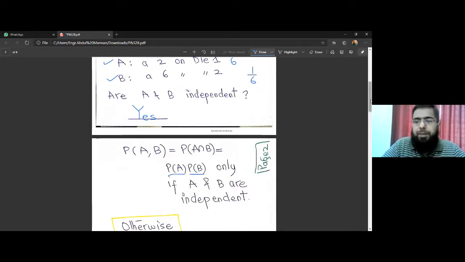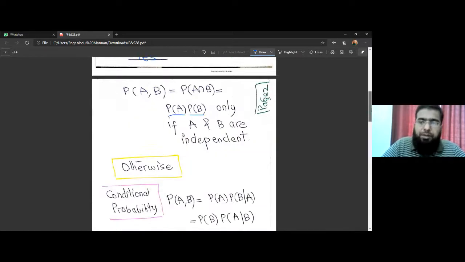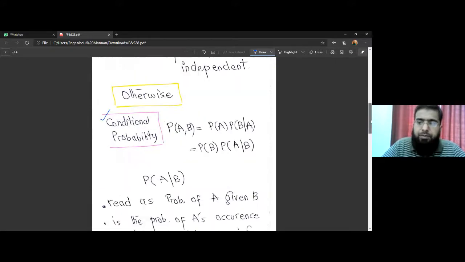But what is this formula otherwise? If A and B are not independent, then the formula involves another term that we call conditional probability. The probability of A and B is the probability of A times the probability of B given A, or we can write B first: the probability of B times the probability of A given B.